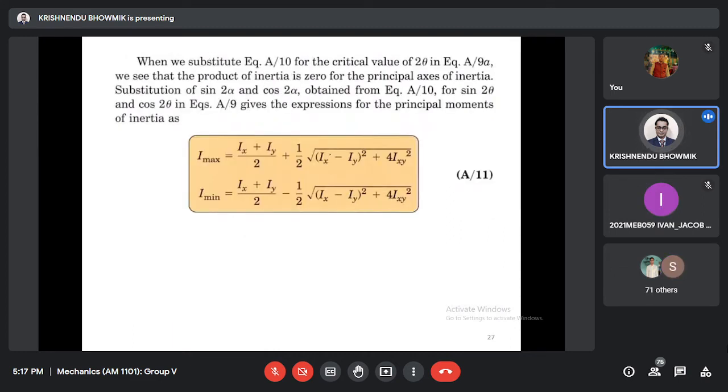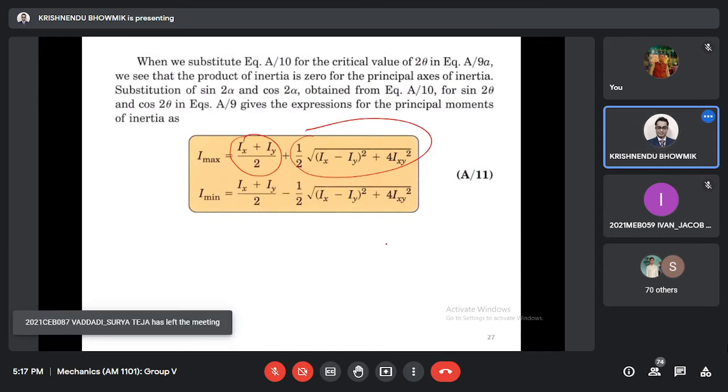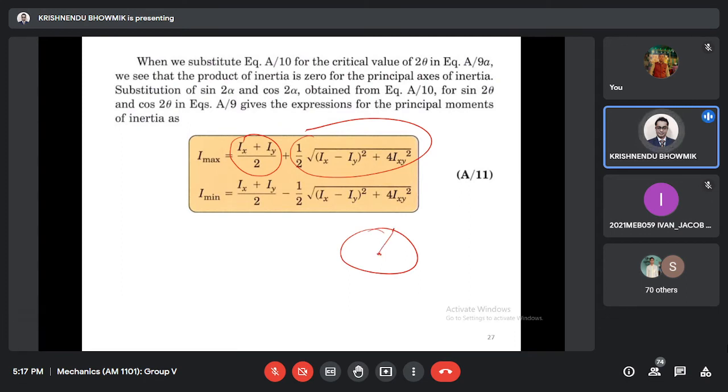So finally, this is the center and this is the radius. Center plus radius is the maximum, and center minus radius will be the minimum value. This is 2 theta. You have to recall this is 2 theta; in reality, it was theta. In Mohr's circle, it becomes 2 theta.